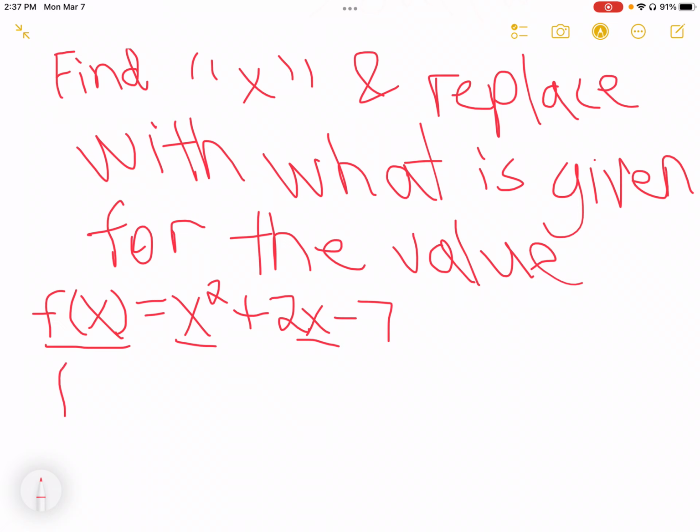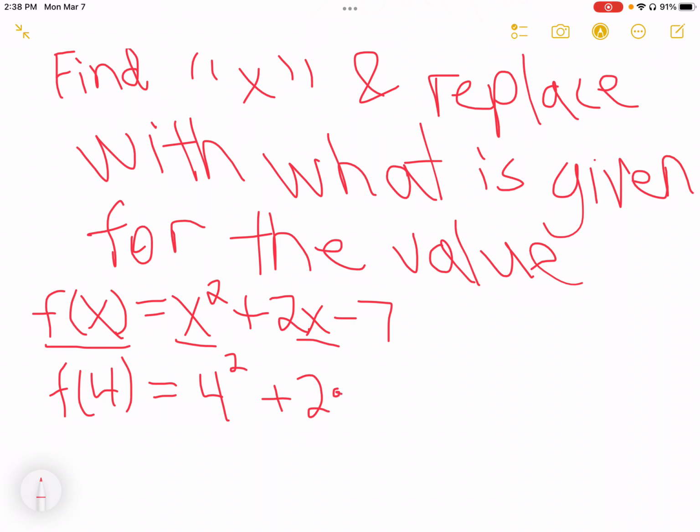So now if I said, okay, find f, and typically the way you'd say this, you'd say find f of 4. So if we found f of 4, we'd replace our x with what is given for that value. So say 4 to the 2 plus 2, and then there's always an implied multiplication sign in between these.